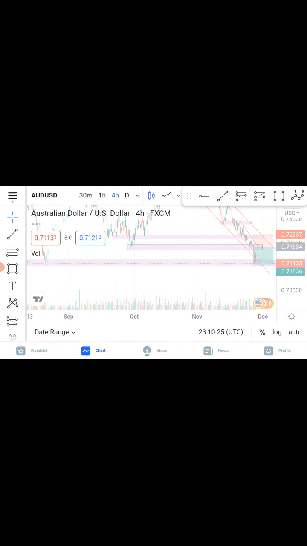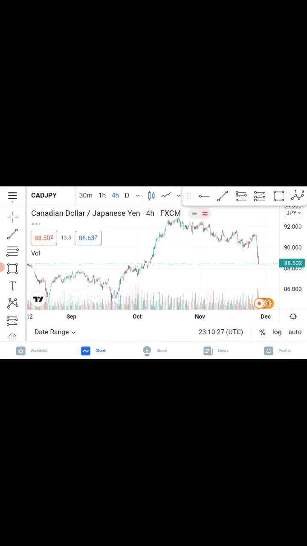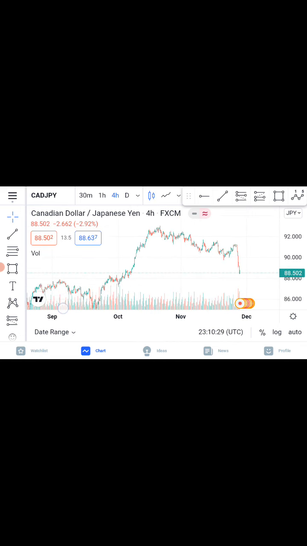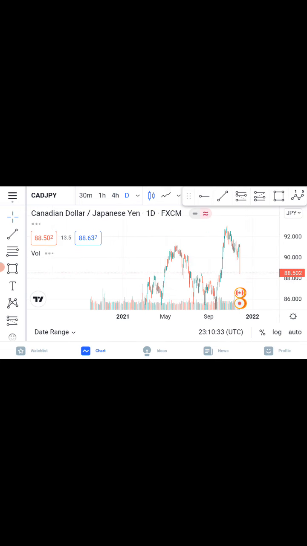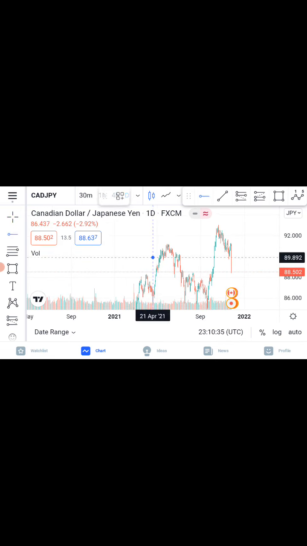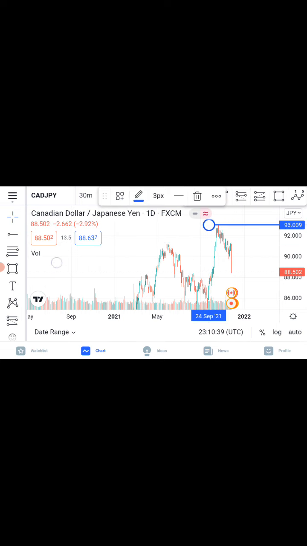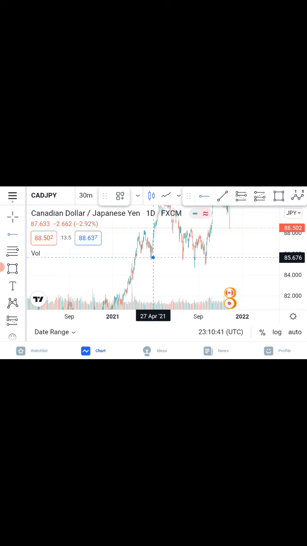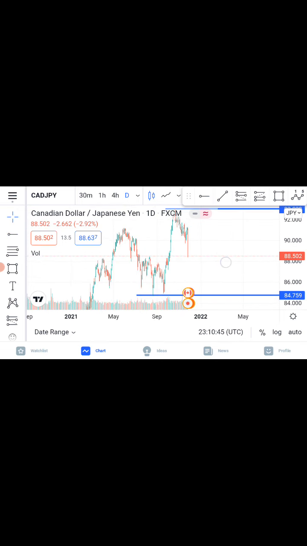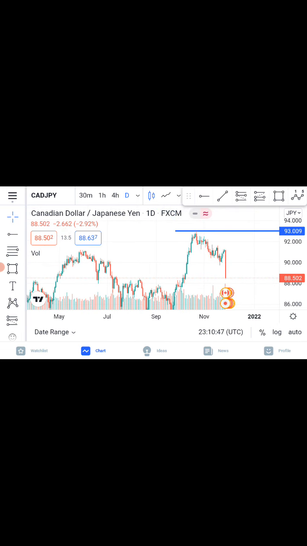And then CADJPY. I never looked at it, but let's move on a daily time frame. Then you know how we execute highest high, then lowest low over here, see, just like this. Then I can see a bearish trend over there.